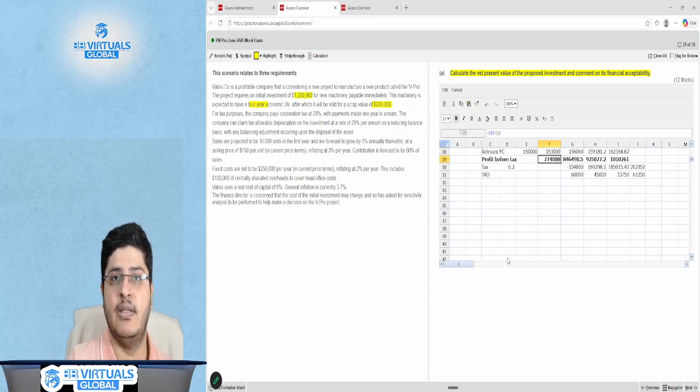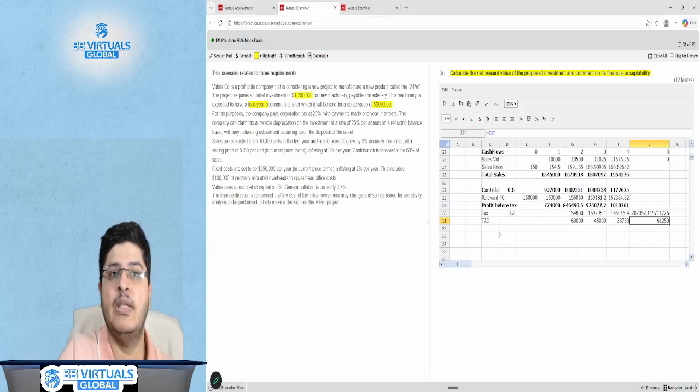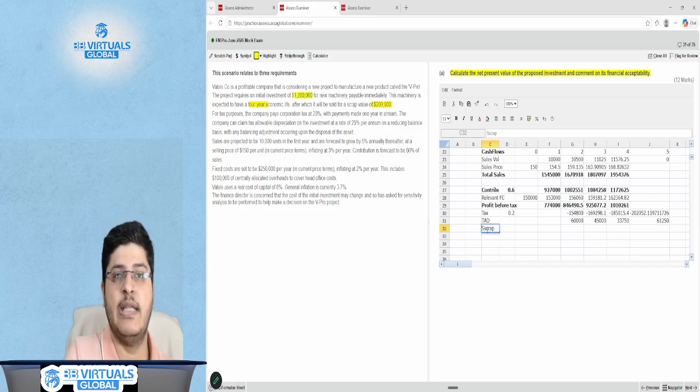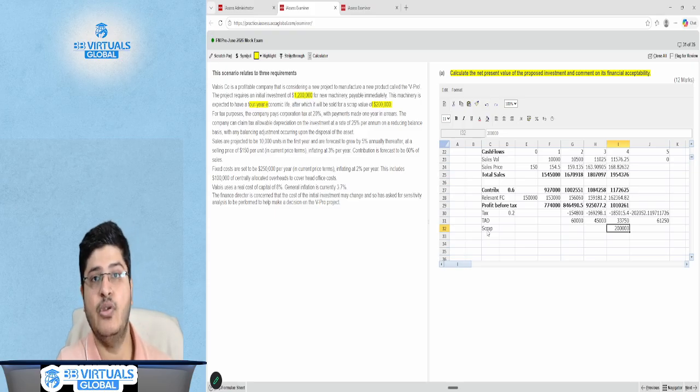Clear? Is this clear? We had to make all of these values negative, so I am dragging it now. Okay, all of these values are now negative. Okay, clear? This is the tax allowable depreciation benefit. What else are we missing? Scrap value. What is the scrap value? 200,000 received in year 4. Okay, this is not received in year 5, this is received in year 4. Only the tax benefit goes to year 5.